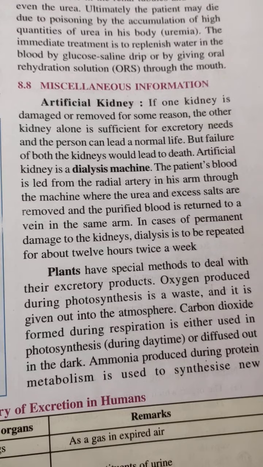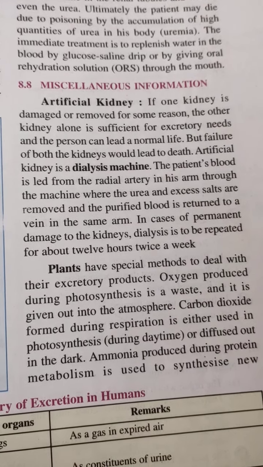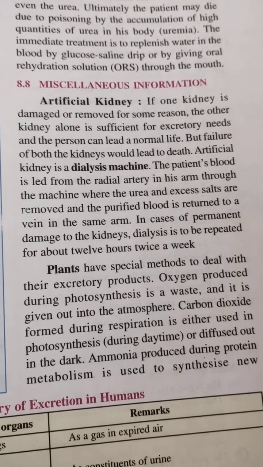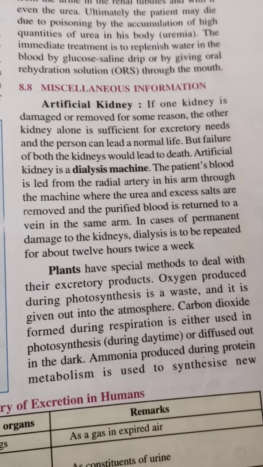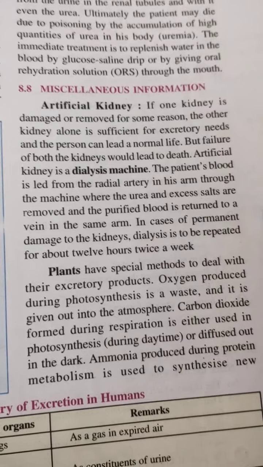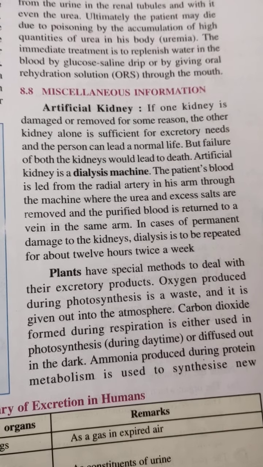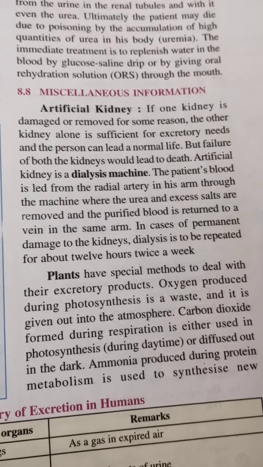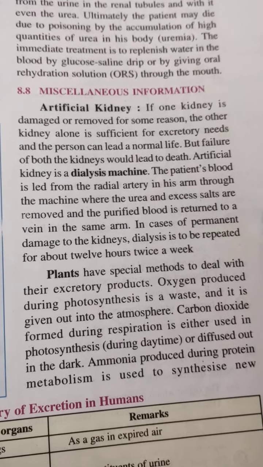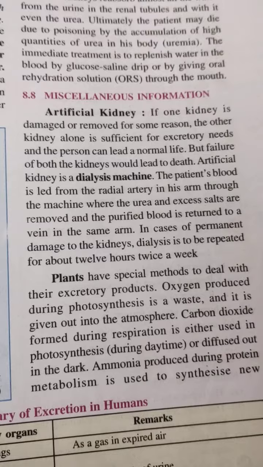The patient's blood is led from the radial artery in his arm through the machine, where the urea and excess salts are removed and purified, and that purified blood is returned to the vein in the same arm. But it's a very, very painful situation, and a very painful process also. In cases of permanent damage to the kidneys, dialysis is to be repeated for about 12 hours twice a week.